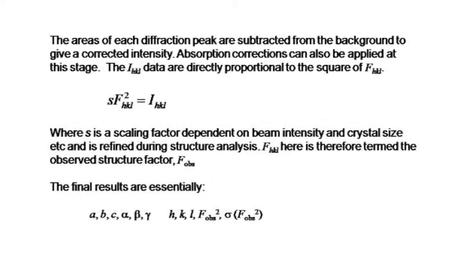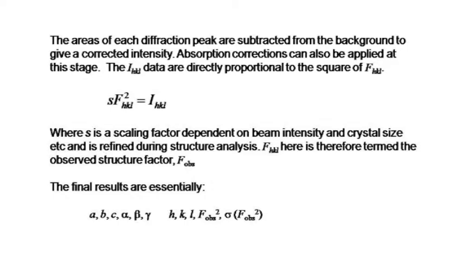So we then get a set of structure factors, which when we square, we get something that's equal to the intensity. The scaling factor is dependent on the beam intensity, so you can normalize to that, and also the crystal size. So we usually refine this scale factor as part of our analysis. The FHKL here we call FOBS, the observed structure factor.